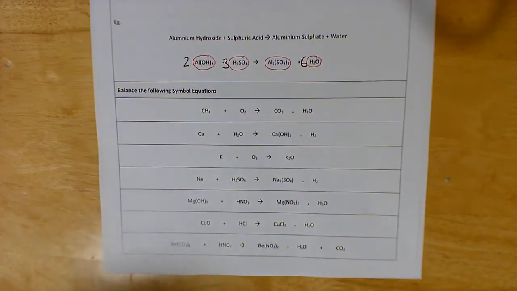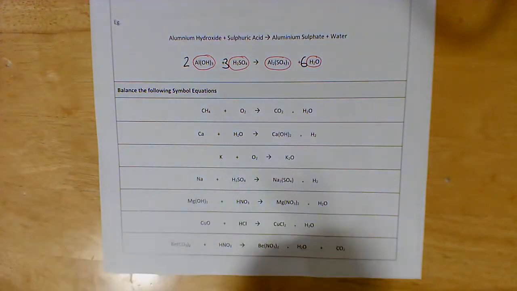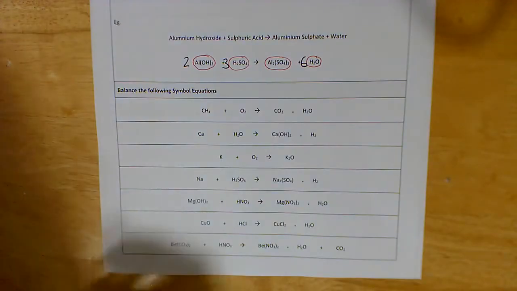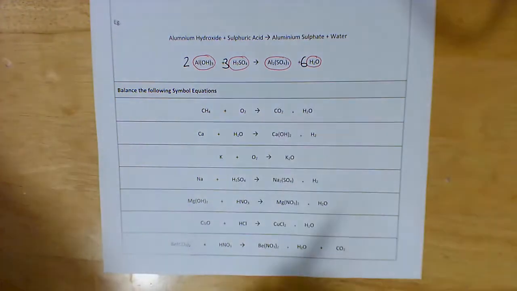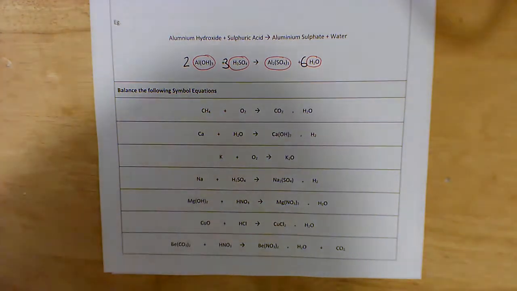So let's have a look at these examples here. Balance the following symbol equations. Now, I'm not going to draw the circles because we should know by now that we don't change the formulas of our compounds. We are simply putting numbers in front of them. That's all we're allowed to do.